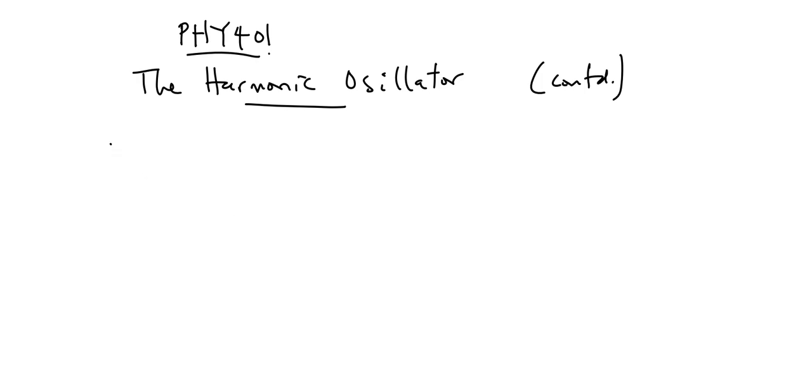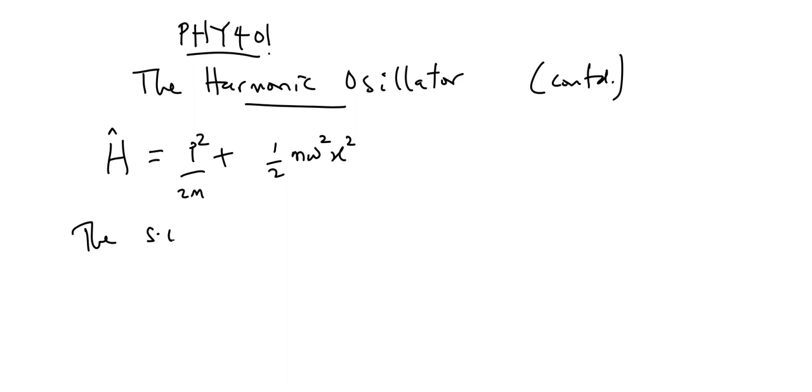So we said for the harmonic oscillator that the Hamiltonian H is given by the sum of the kinetic energy, which is P squared over 2m, plus the potential energy. And we said the potential energy for the harmonic oscillator can be written as half kx squared or half m omega squared x squared. So m is the mass, and omega is the angular frequency. Then we wrote down the time independent one-dimensional Schrödinger equation for the harmonic oscillator.